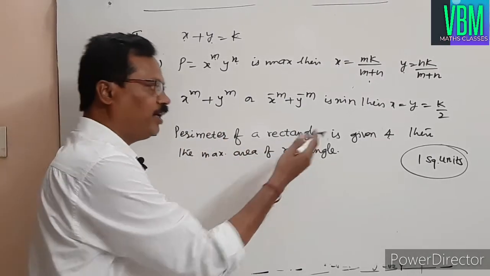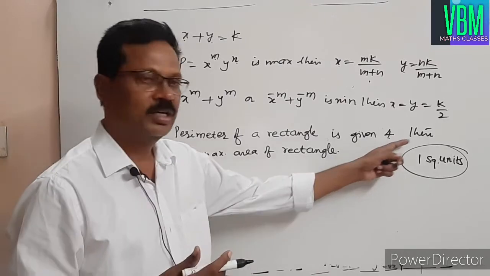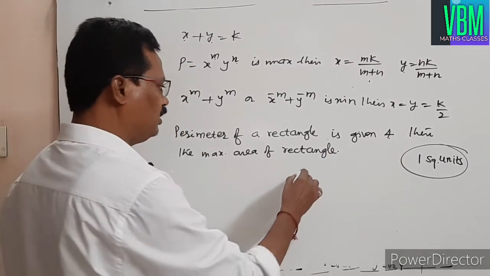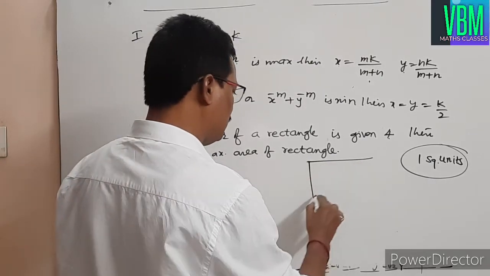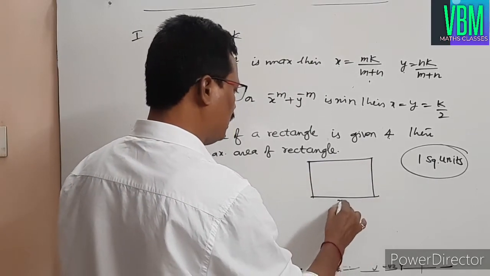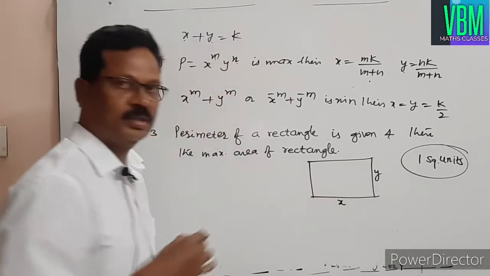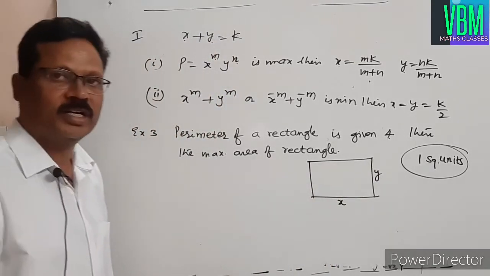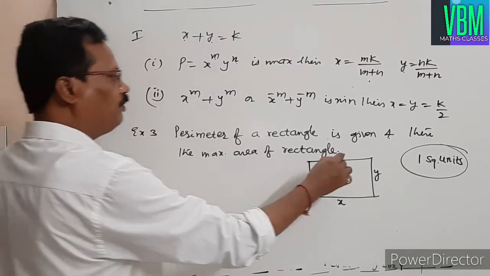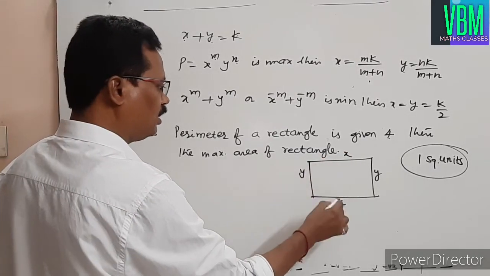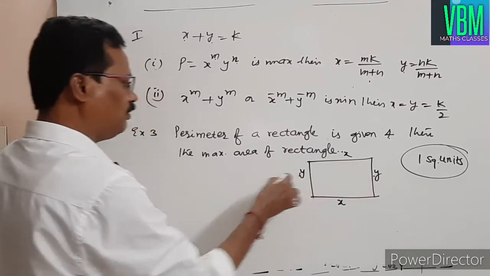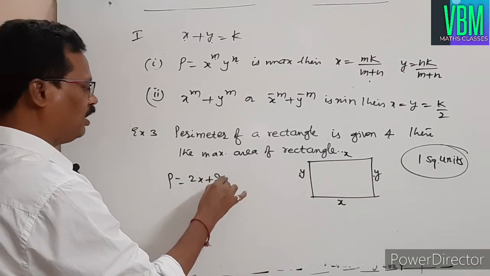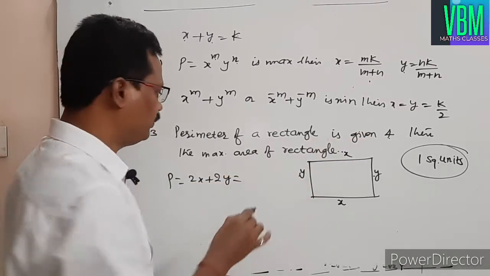Here the perimeter of a rectangle is given as 4, then find the maximum area of the rectangle. Now we are drawing a rectangle with length and breadth. The perimeter of the rectangle is given as 4. What is the perimeter of this? x plus y plus x plus y, therefore the perimeter is 2x plus 2y. How much is given? That is 4.